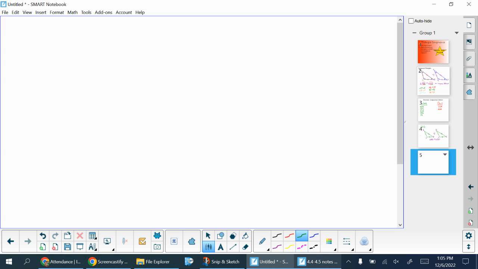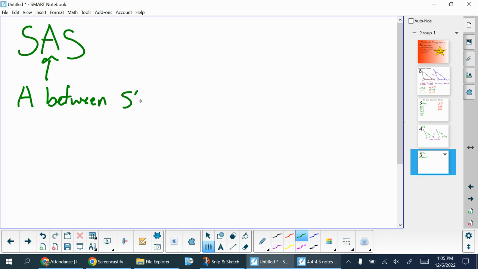The next one we had was SAS. The order that these are in is really, really important. You've got 2 sides and an angle, but the reason the A is written between the 2 S's is because the angle has to be between the 2 sides.